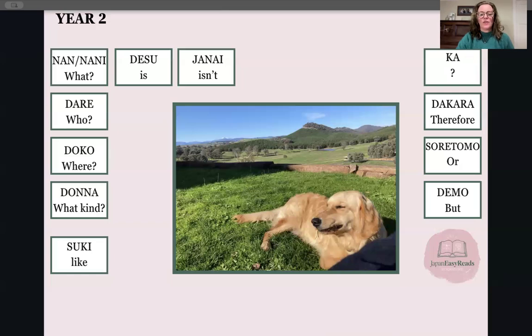In the year 2's case, we use this as a picture talk. This is a picture of the teacher's pet dog, Ruby. It's a simple picture, but there is a lot that the year 2's have been able to talk about and express just from this picture.